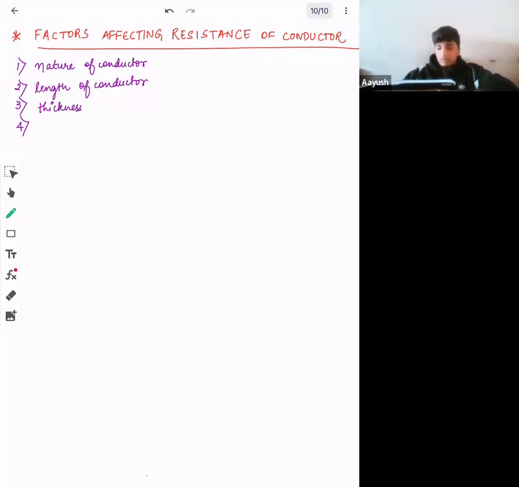Dependence on the length of conductor. In a long conductor, the number of collisions of free electrons with the positive ions will be more as compared to a shorter one. Therefore, a longer conductor offers more resistance. In fact, the resistance of a conductor is directly proportional to the length of the conductor. That is, R is directly proportional to the length. If the length of a wire of the same radius is doubled, the resistance of the wire gets double.